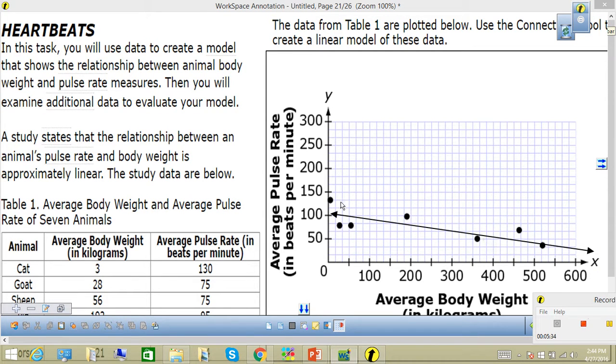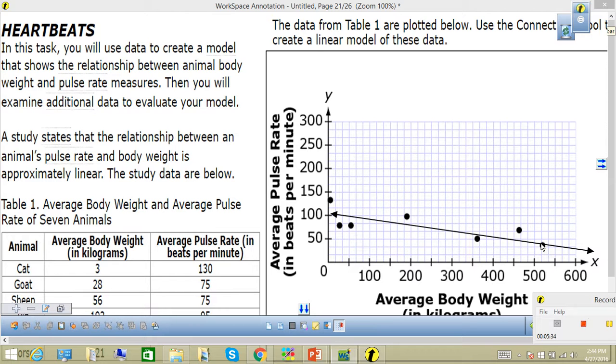Now check this out. How many points are above this line? 3. How many are below? No. 3. Look, 1, 2, 3 above, 1, 2, 3 below, and I'm going through 1 point. So notice that it's very centered. Does everybody see that? That's a best fit line.